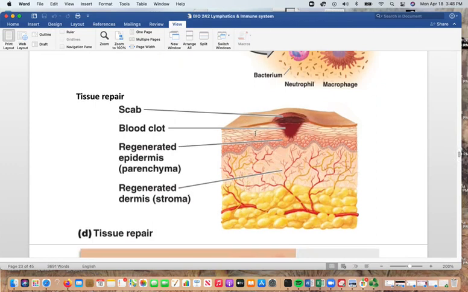So this is showing here with tissue repair. So up the top you have a scab, below that is a blood clot. Below that you would be regenerating the epidermis, and below that regenerating the dermis.